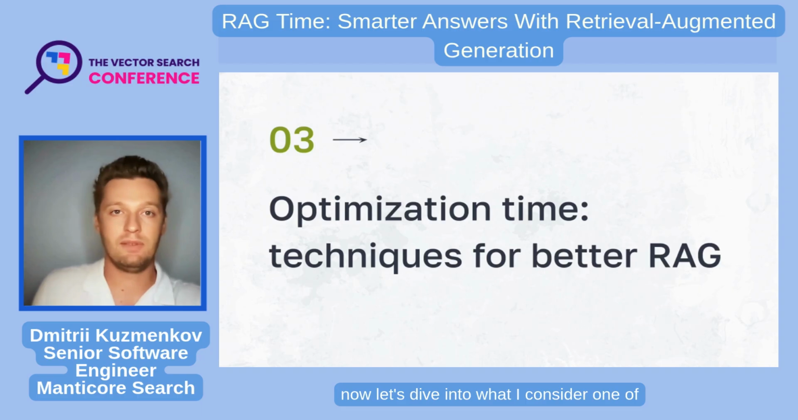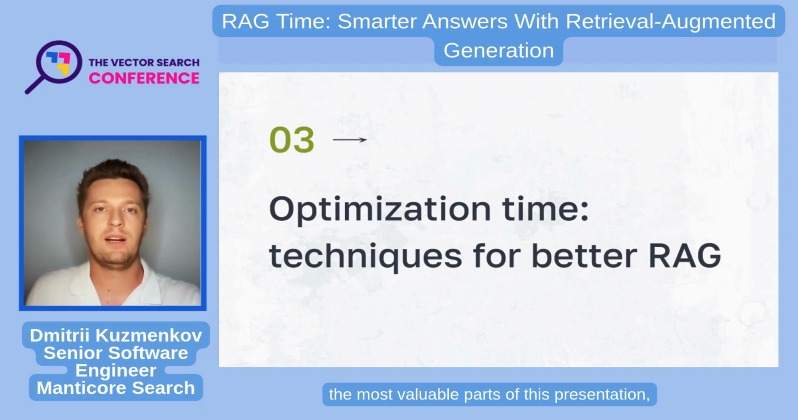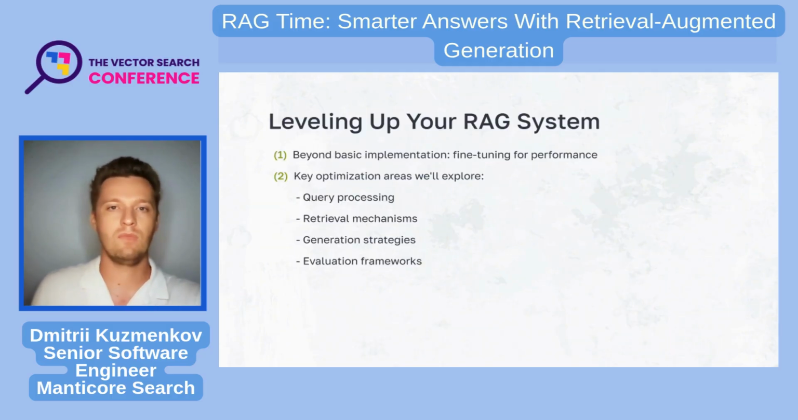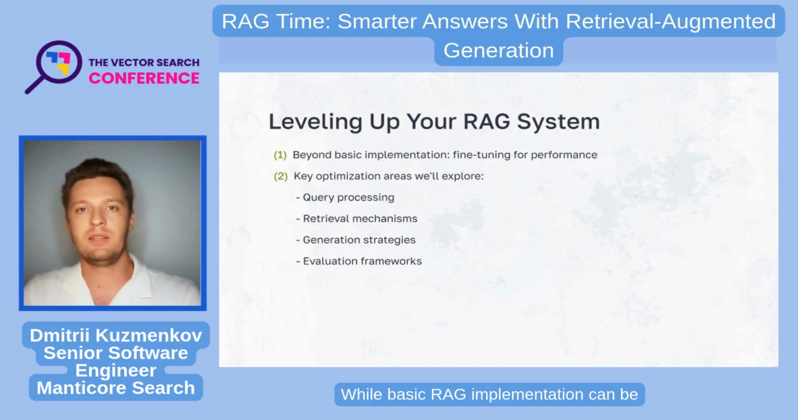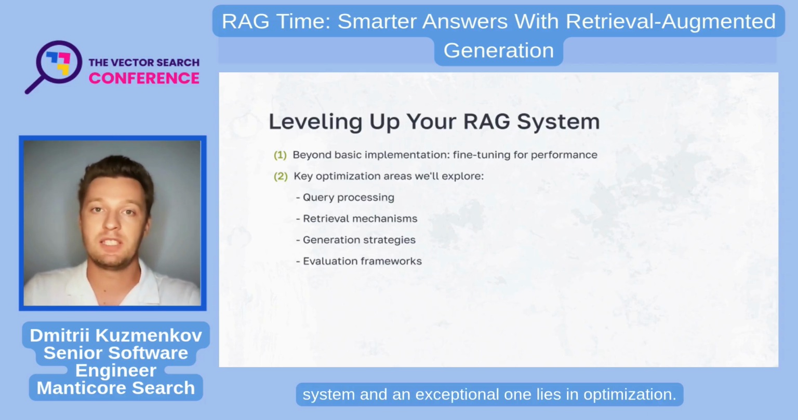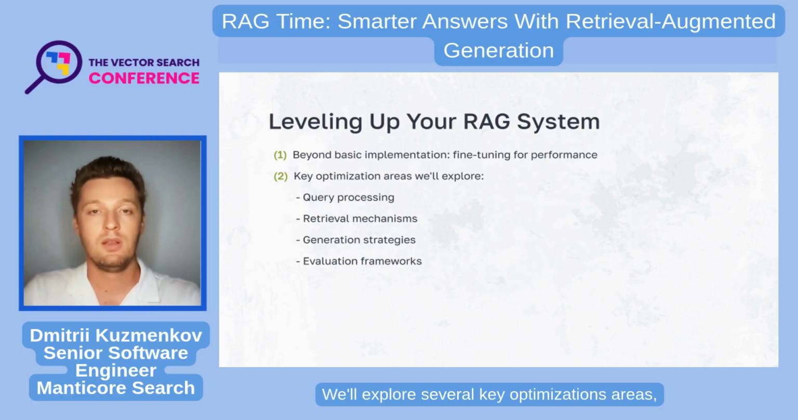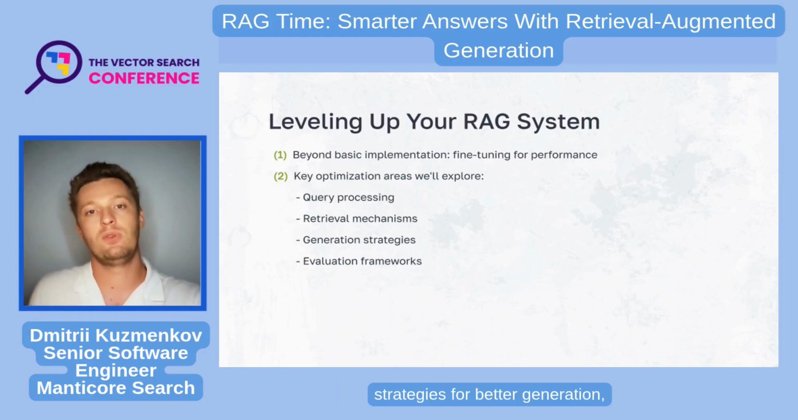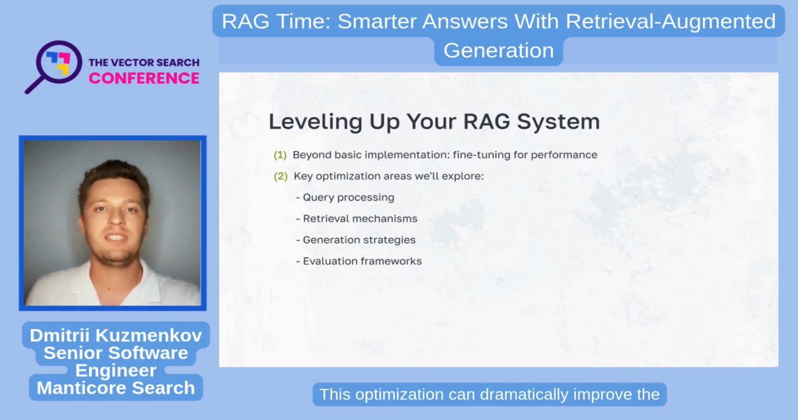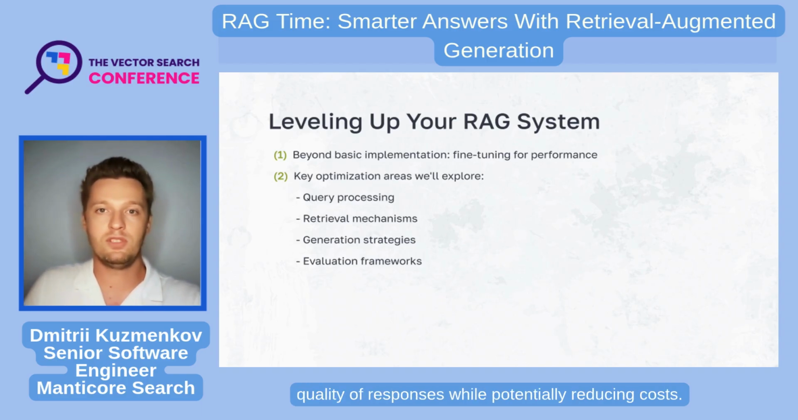So now let's dive into what I consider one of the most valuable parts of this presentation, practical optimization techniques for RAG systems. While a basic RAG implementation can be impressive, the difference between an adequate RAG system and an exceptional one lies in optimization. We'll explore several key optimization areas: how to process queries more effectively, mechanisms to improve retrieval accuracy, strategies for better generation, and frameworks to evaluate and continuously improve your system. This optimization can dramatically improve the quality of responses while potentially reducing costs.